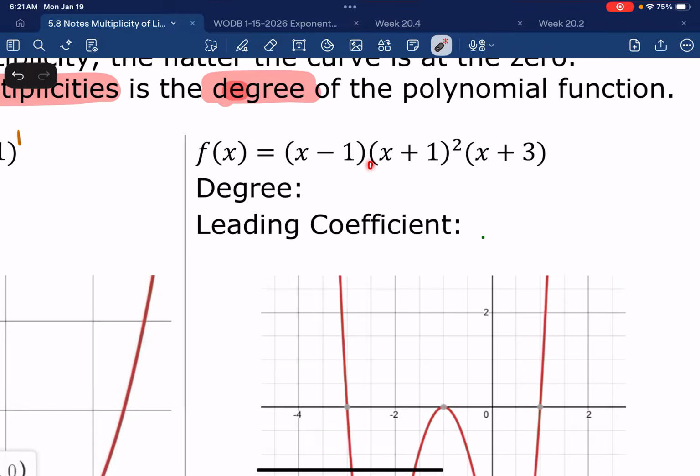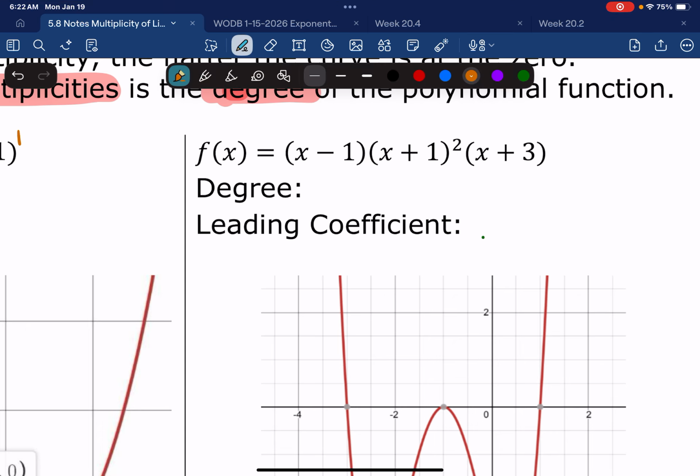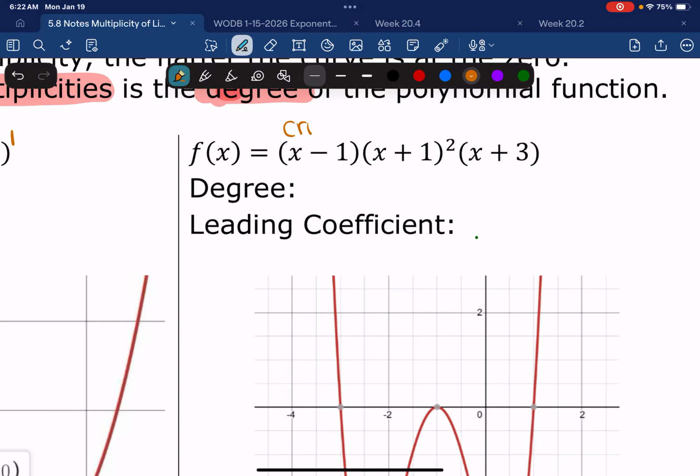We see that this x plus 1 term is taken to the second power. So our graph is only going to touch or bounce off of the x-axis. Sometimes when I'm drawing these out, I'll write the word cross above any zero that has an odd multiplicity, or above any factor that has an odd multiplicity. But I noticed that this right here is taken to the second power. So this factor right here tells me that my graph is just going to bounce off of the x-axis right there.